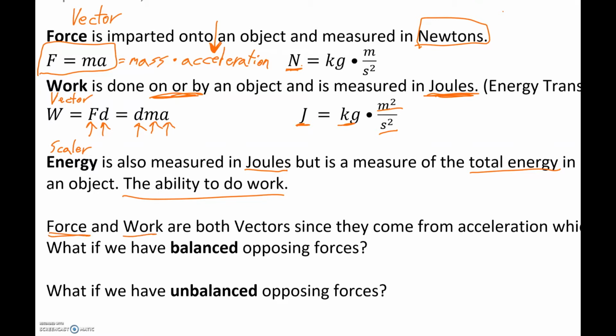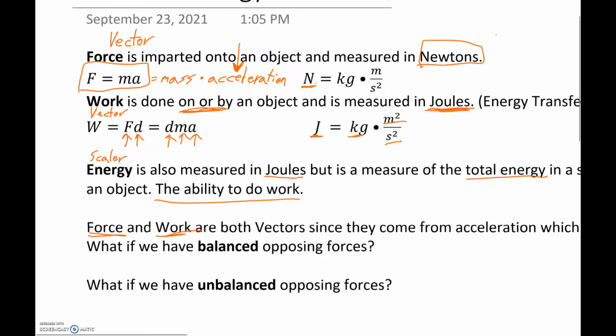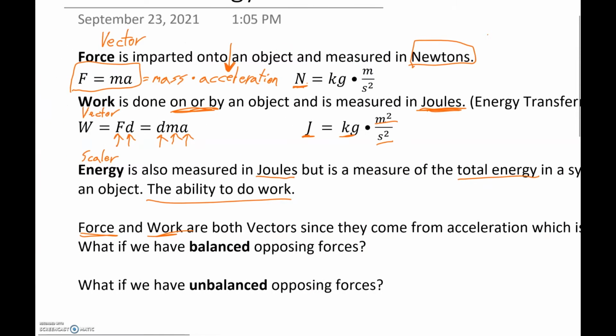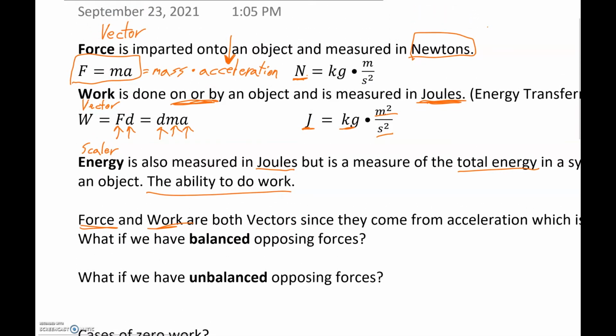So force and work are both vectors. I just said that, since they come from acceleration, which is a vector. What if we have balanced opposing forces? So you can think about it, like I said at the beginning, vectors are arrows, you can kind of represent them by arrows. And if you had two opposite arrows and they were balanced, what happens is that they cancel out exactly. If they're completely balanced, nothing happens. Okay? So in this case, actually, nothing happens.